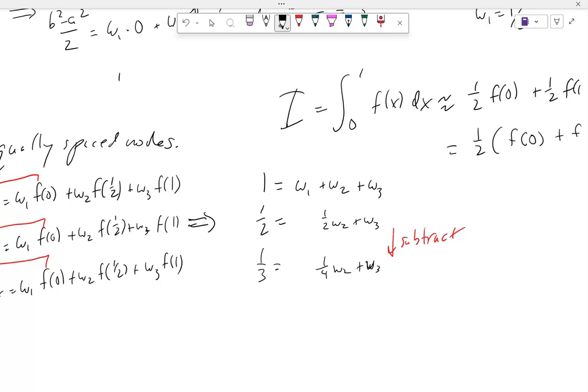Well, I would just subtract down. I would do 2 minus 3. Doesn't matter, but. Okay. Yeah, 1/6 equals 1/4 W2. So W2 is equal to 2/3. Good.